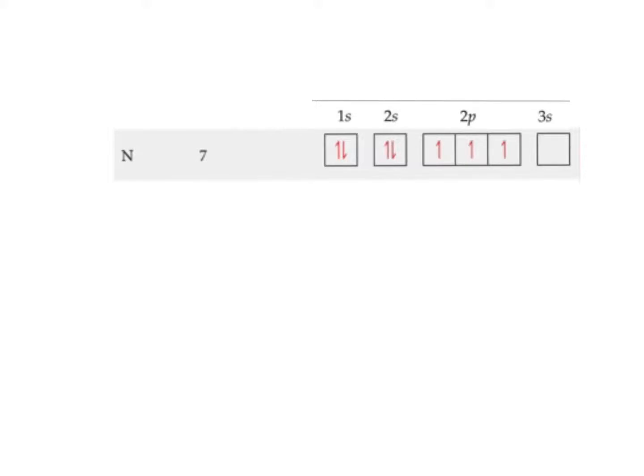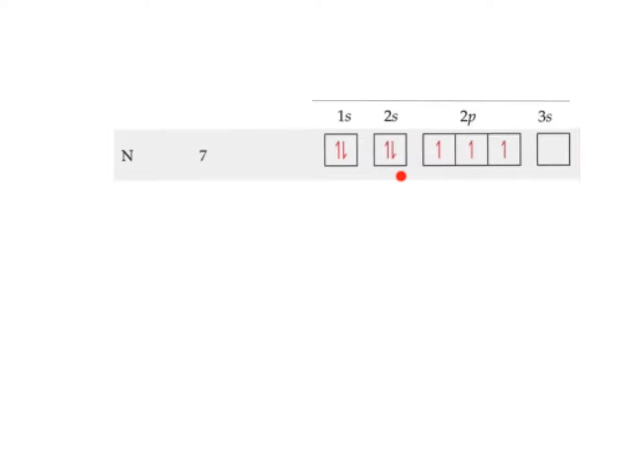Here is the orbital energy diagram for nitrogen. Nitrogen is number 7 on the periodic table, which tells me that it has 7 protons. So as long as we're dealing with a neutral atom of nitrogen, we can say that it also has 7 electrons. So when we go to fill those electrons into an orbital energy diagram, you've got to start on the far left with your 1s, fill it up by putting 1 up and 1 down.